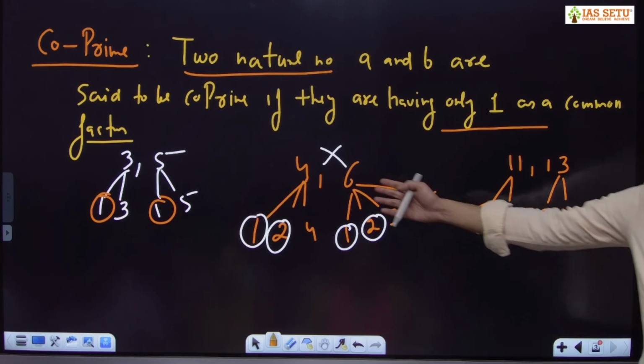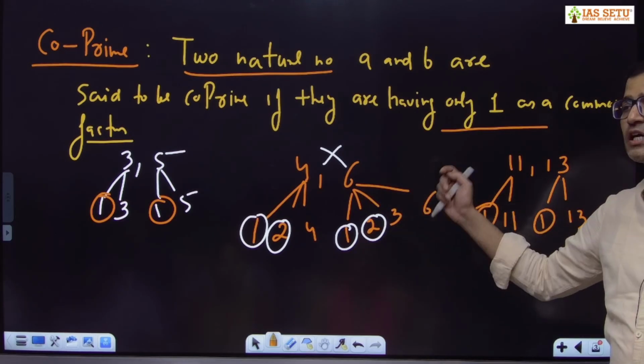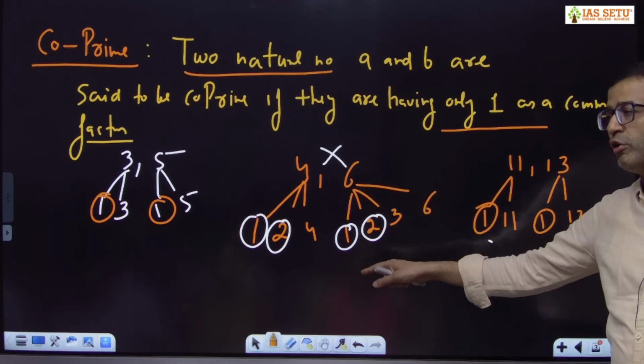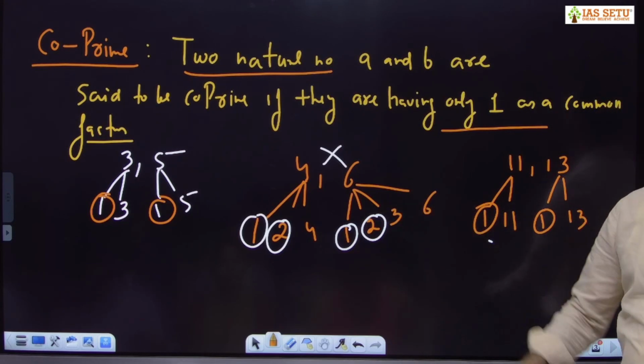One negative example, 4 and 6. You can check, 4 and 6 are not co-prime because they don't have only 1 as a common factor. They have 2 also as a common factor.